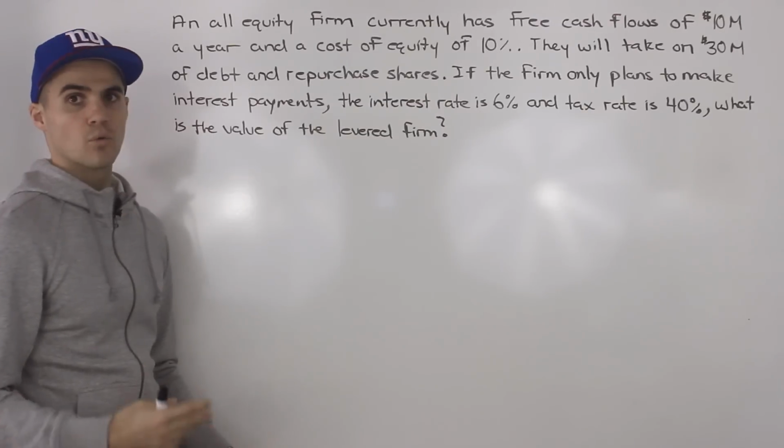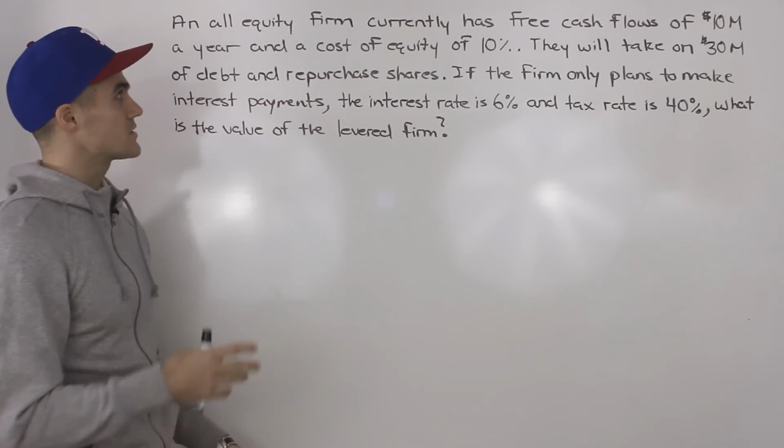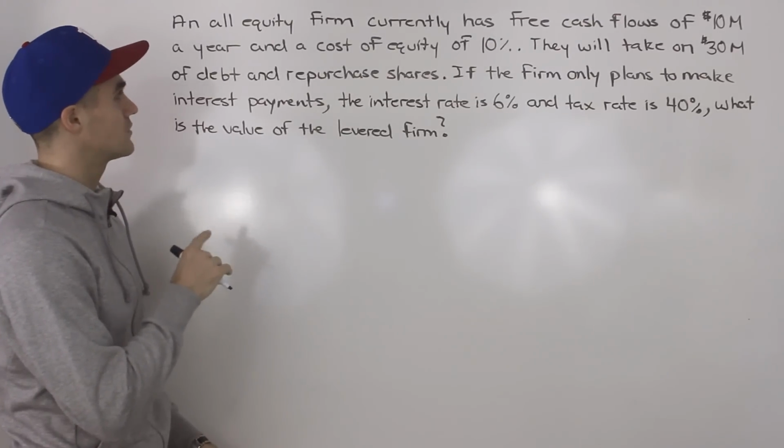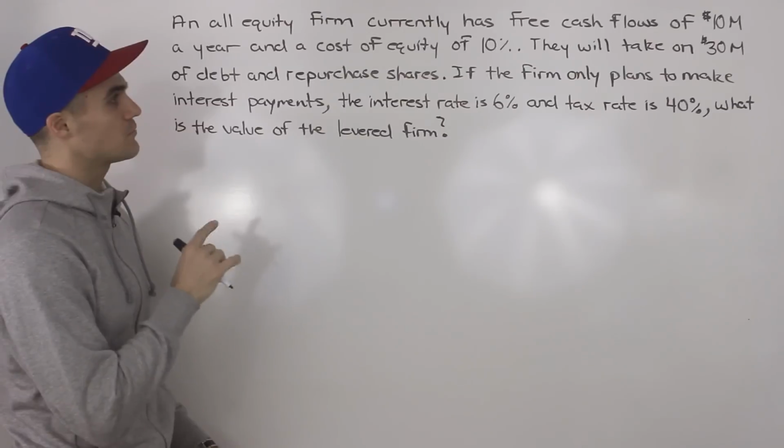So let's do an example where we are dealing with permanent debt. So we have an all-equity firm that currently has free cash flows of $10 million a year and a cost of equity of 10%.